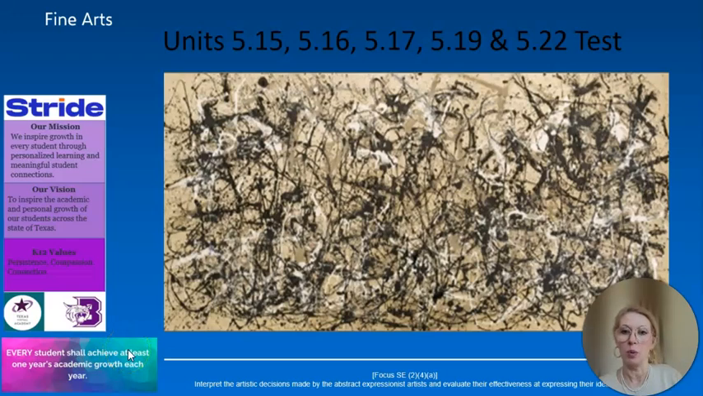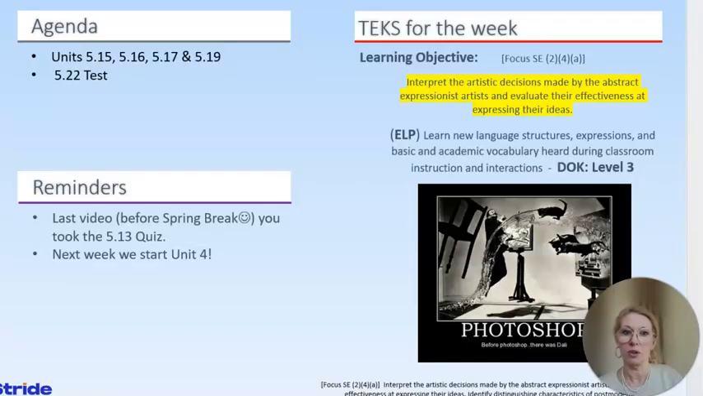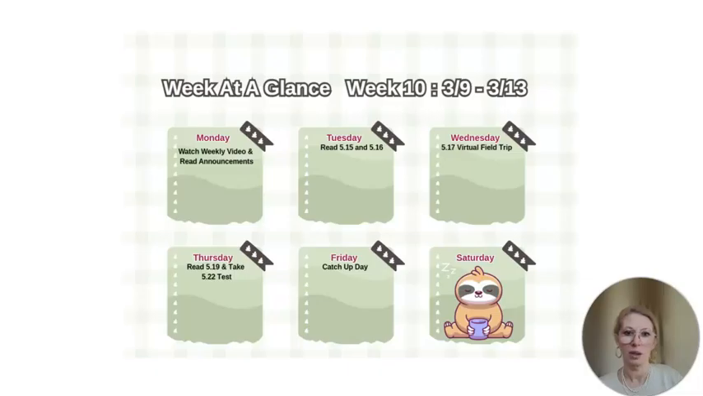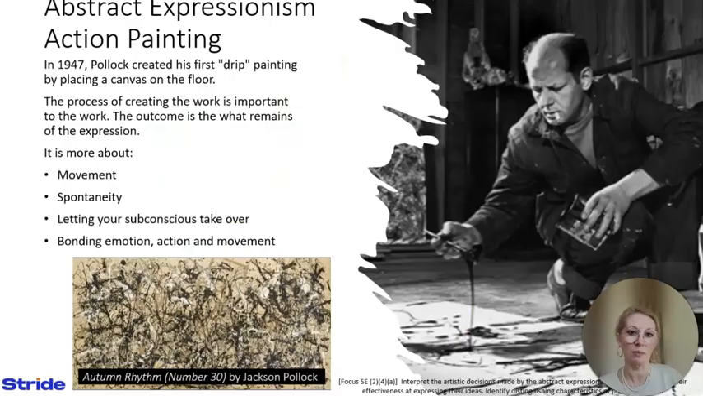In this week's video, we will be discussing the last part of Unit 5 and helping you get prepared for the 5.22 test. So your learning objective for today is to interpret the artistic decisions made by the abstract expressionist artists and evaluate their effectiveness at expressing their ideas. Here's your week at a glance. You are going to go through the reading. You've got a virtual field trip. Don't forget that you've got this 5.22 test due on Thursday. You can also find all of this information in your weekly announcement.